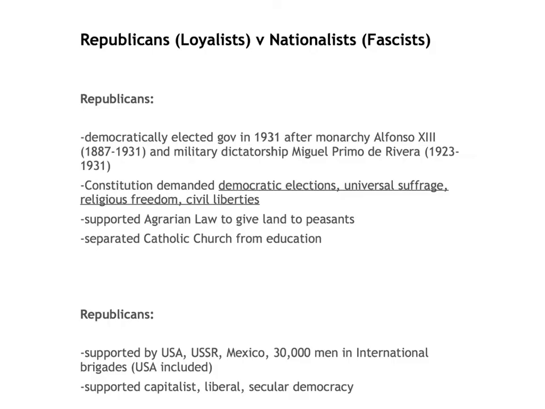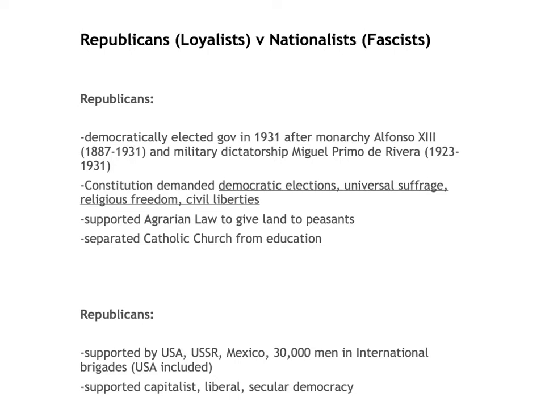Let's look at some of the background so you understand why Hemingway himself supported the Republican loyalist cause and was very much against the nationalist fascist cause. So who were the Republicans? Well, a little background. The Spanish government was a democratically elected government in 1931 after a long monarchy from 1887 to 1931 and military dictatorship by de Rivera from 1923 to 1931.